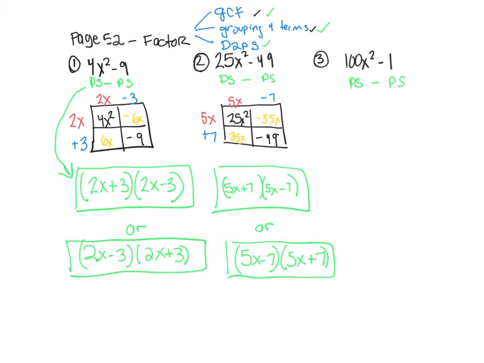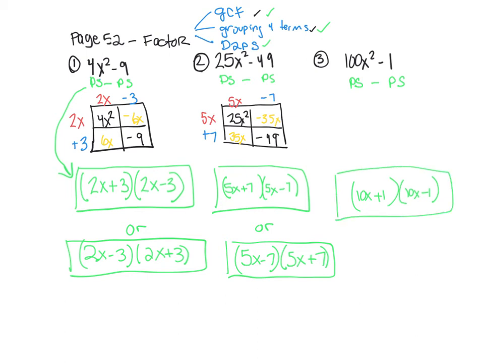And if you see the pattern, then you're immediately going to go to the answer and say, I know that 100x squared is 10x times 10x. And I know that 1 is a perfect square, and that is a plus 1 and a minus 1.